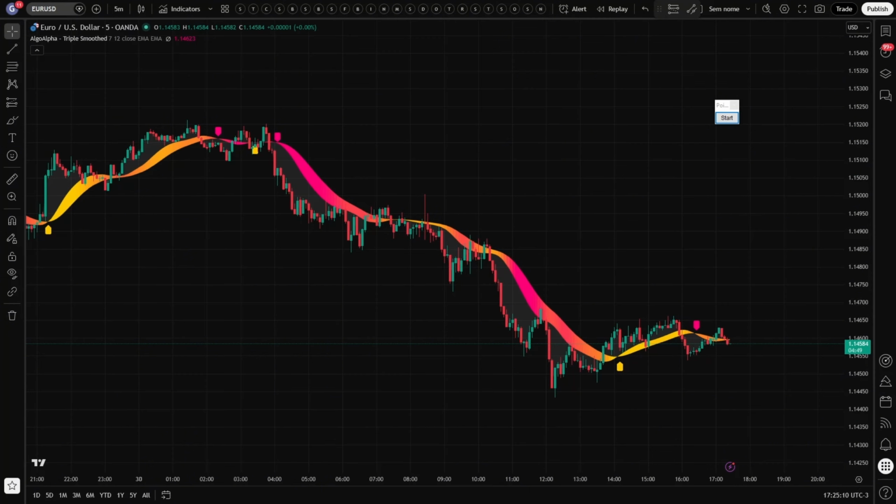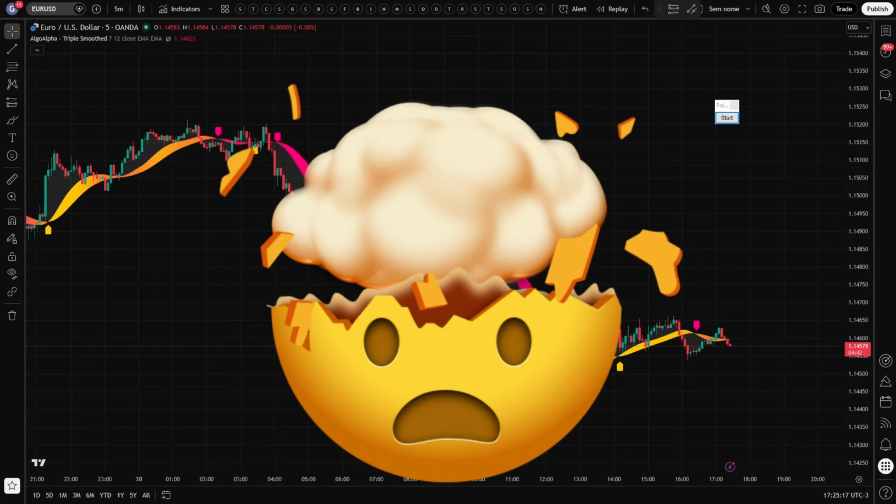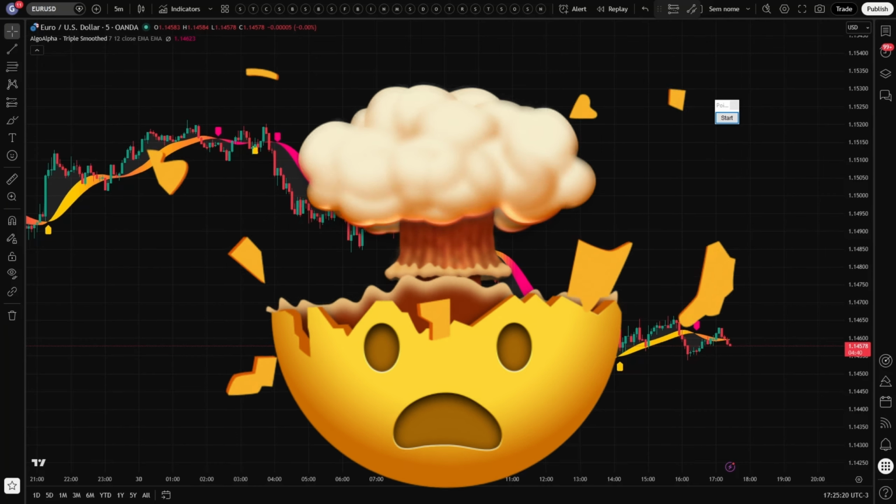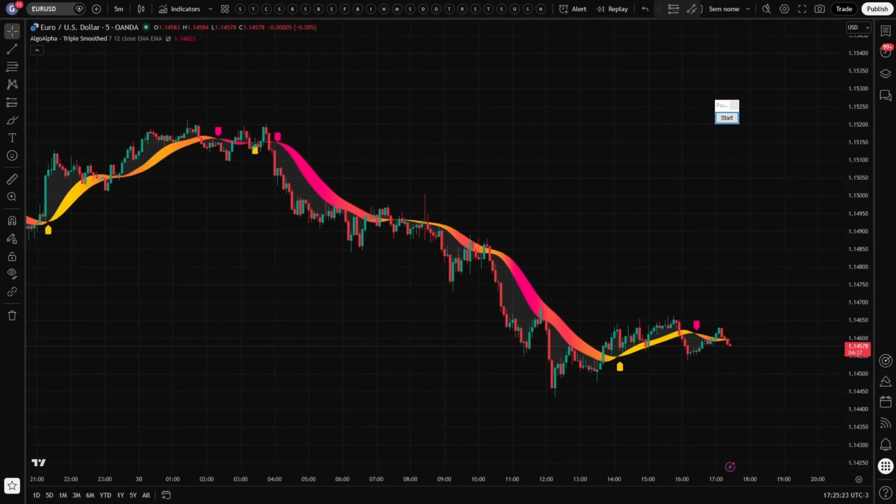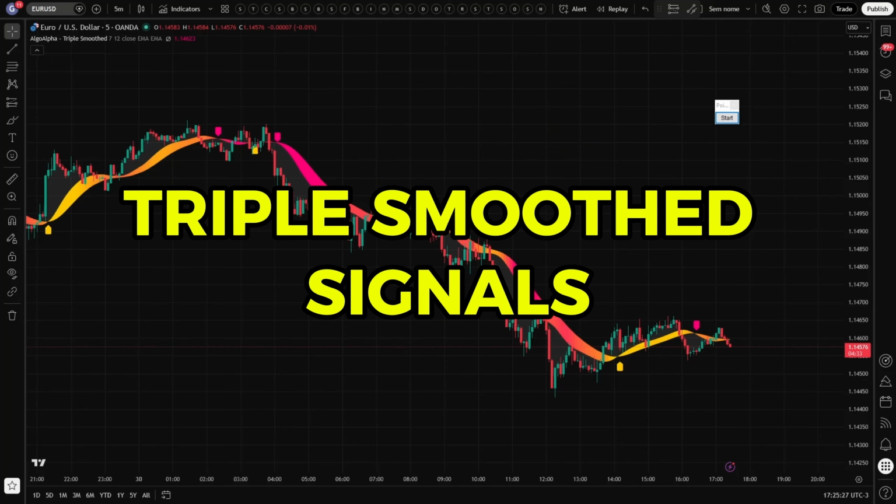And that's exactly where today's indicator comes in. Today I'm going to show you an indicator that does something different from most. It doesn't try to predict the market, it cleans the chart. It's called Triple Smooth Signals by Algo Alpha, and its goal is simple, to show the real trend by eliminating the noise.